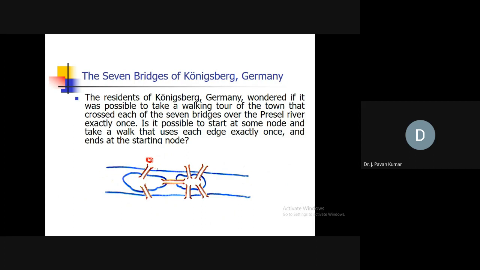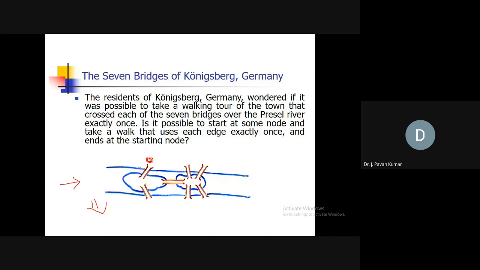And there is a restriction. Visiting all the bridges is the objective, while satisfying the condition that we have to visit each bridge only once, but all bridges we have to visit. This is the problem. Can you give the solution?